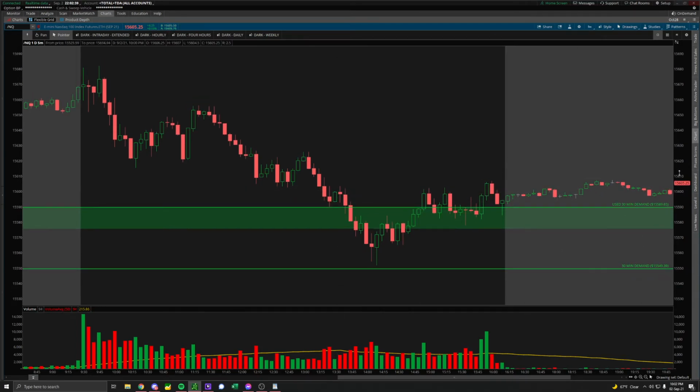And sure enough, the price just sliced through this zone. The minute I see this, I'm like, okay, we're going lower. A little bounce and then it goes lower.